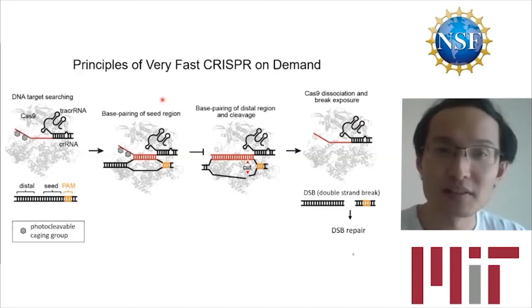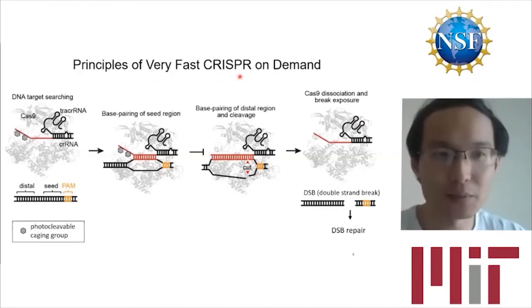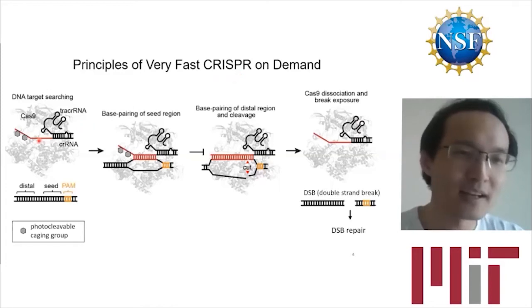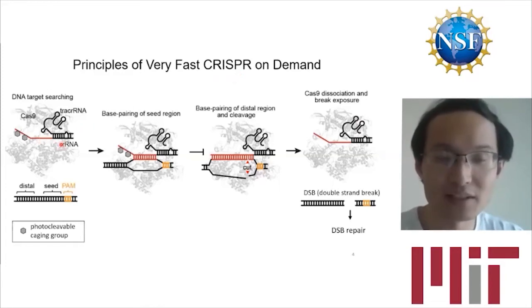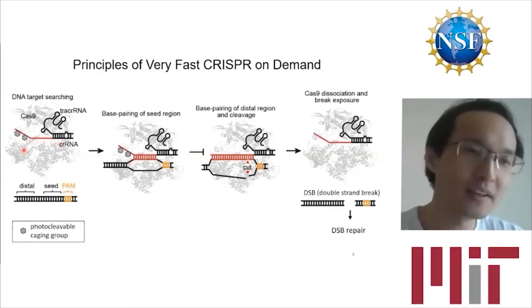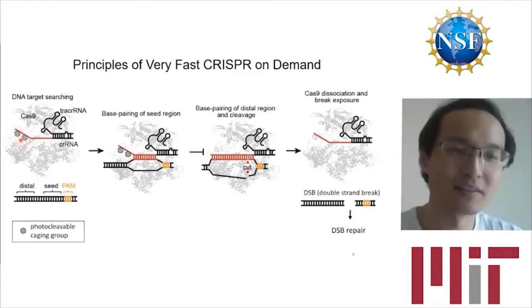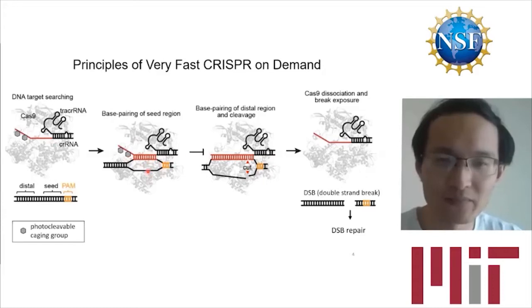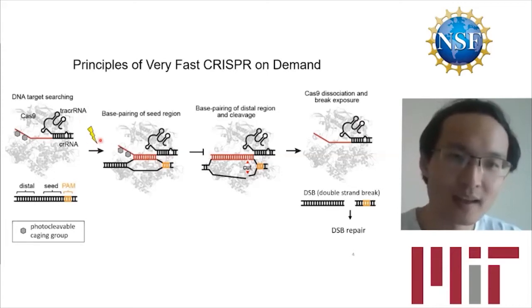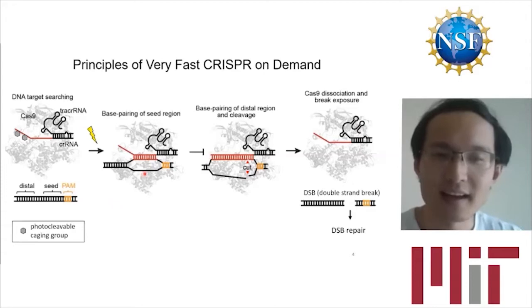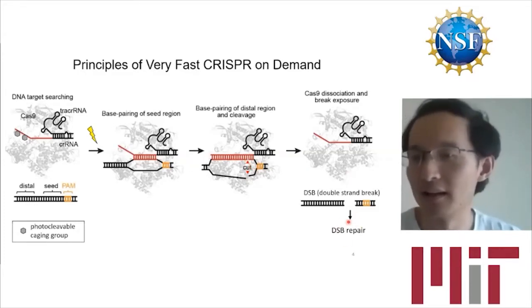Here we're introducing our system, which we termed very fast CRISPR. As you remember, I said 9 nucleotides are required for Cas9 to bind to the target DNA. Therefore, here we use a chemical cage group to block the distal end of the guide RNA. The protein and the guide RNA can only partially base pair with the target DNA. It still stably binds, but no cut can be made. Not until you shine the light, the cage molecule falls off, and then the partial base pairing proceeds to full base pairing, and then the cut can be made, as well as the downstream events.